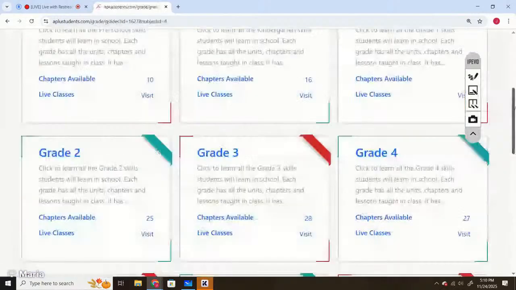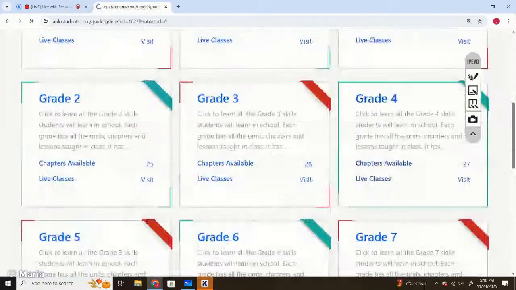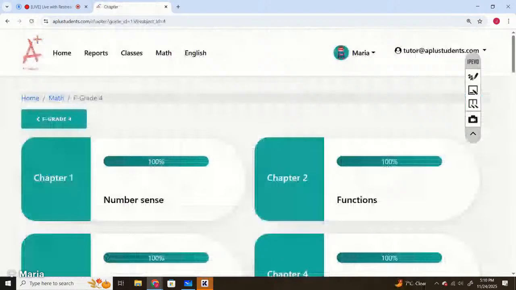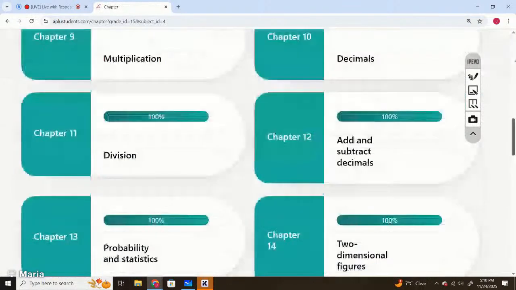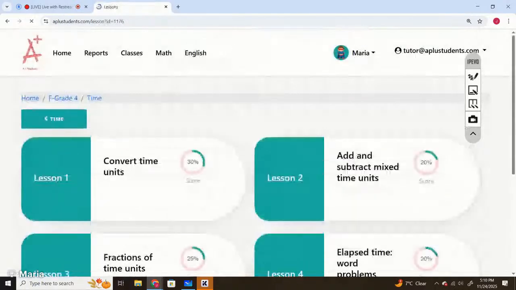Okay, here I'm on grade 4 math. The chapter we are going to start is time. Okay, convert time units. Let's just start with the first lesson.